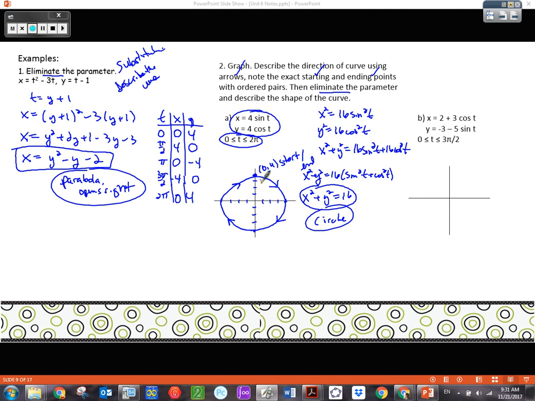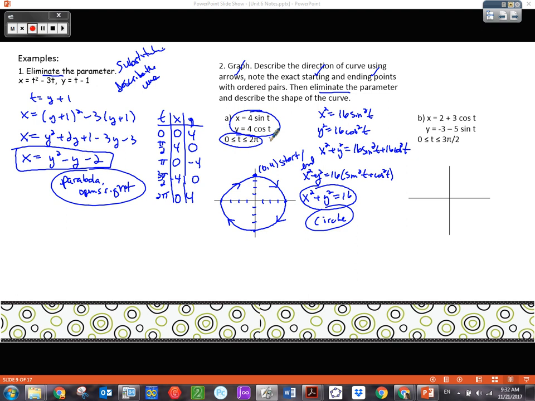So what do you think would happen if I put these in the way like x equals 4 cosine and y equals 4 sine? What do you think would happen? It would start, yeah, and it would go the opposite way, counterclockwise. So that does make a difference on how these are paired up. It's not just any circle of radius 4, it's a special circle of radius 4 going a particular direction and starting in a particular place.